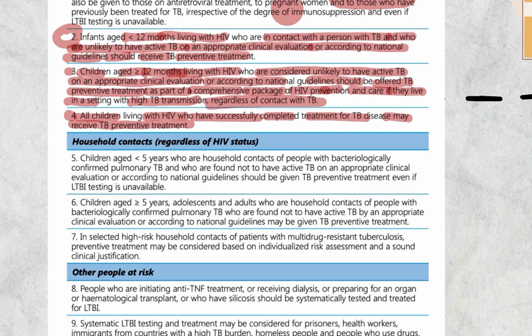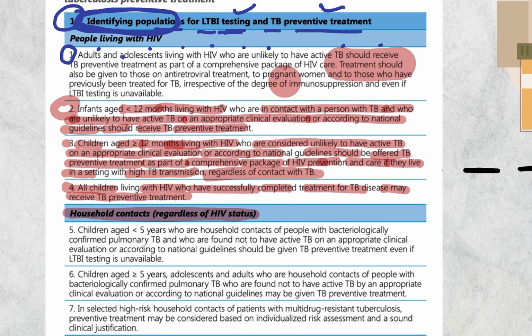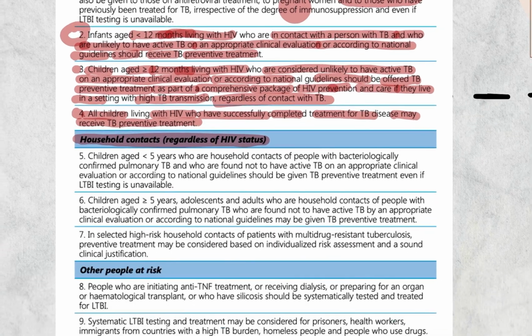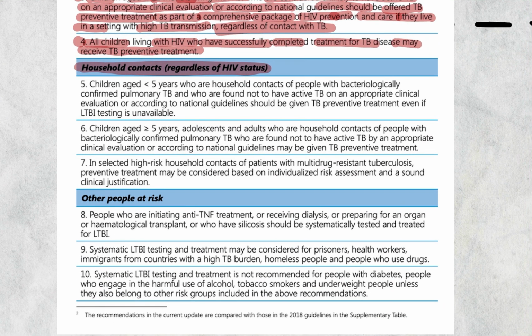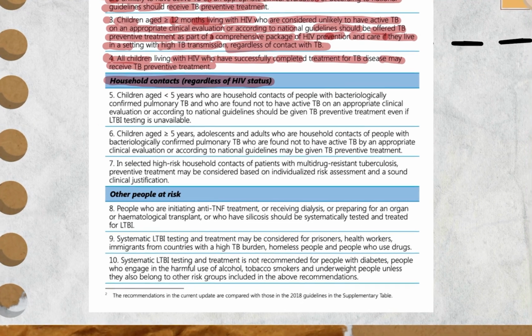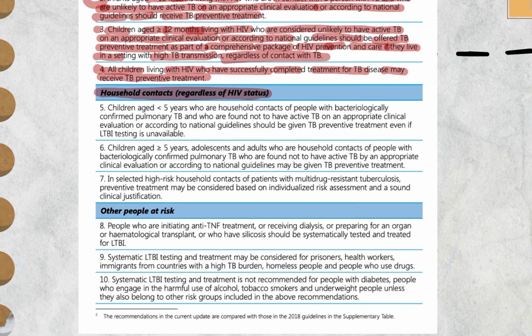Second, household contacts, regardless of HIV status. First, they were targeting people living with HIV, for which they have explained adults and adolescents, infants, children, and all children living with HIV. Now they are targeting household contacts regardless of HIV status, which they have characterized into 3 points.